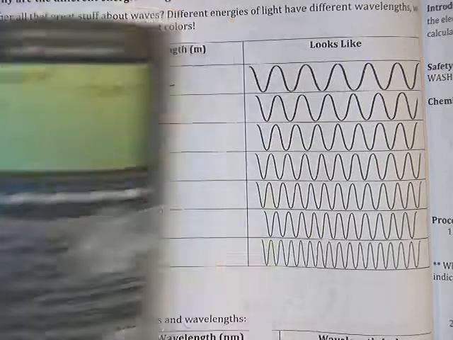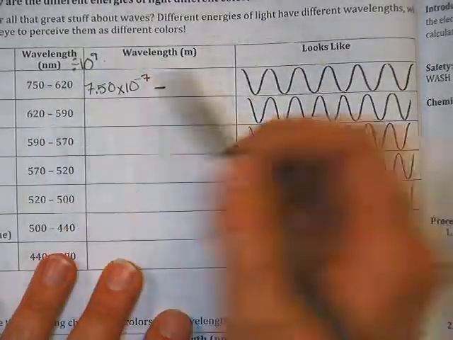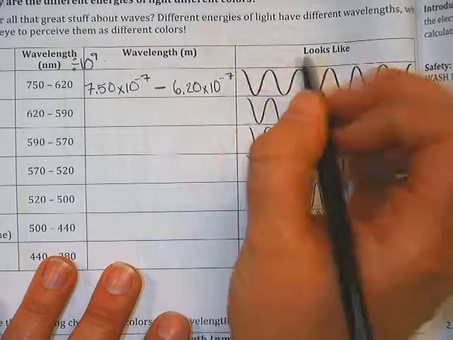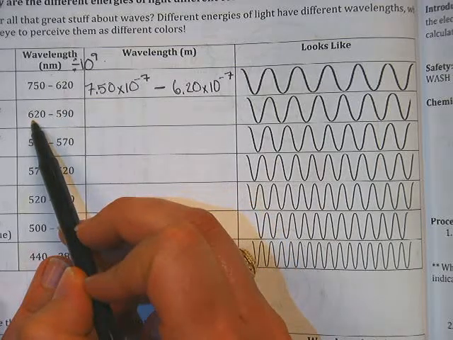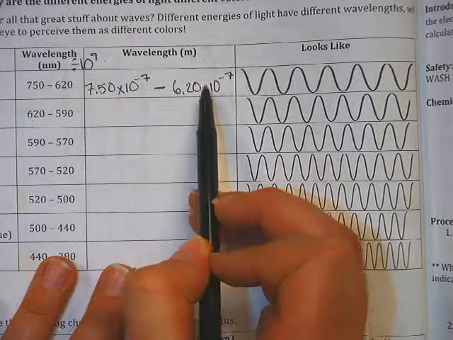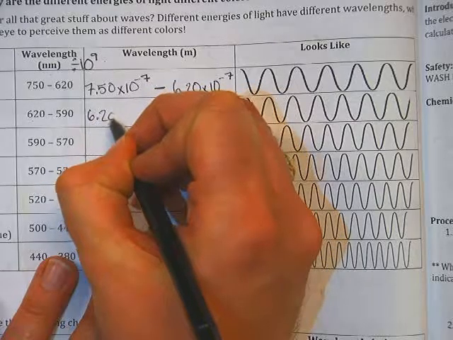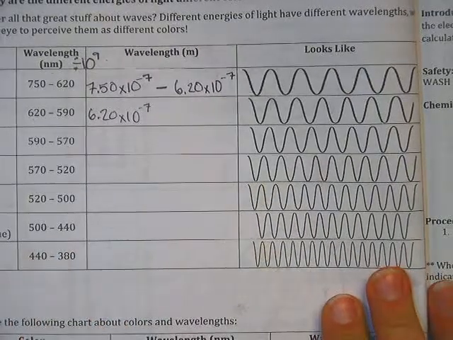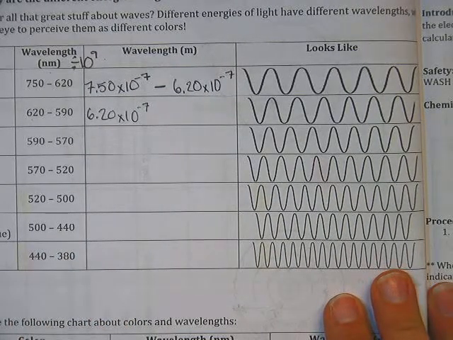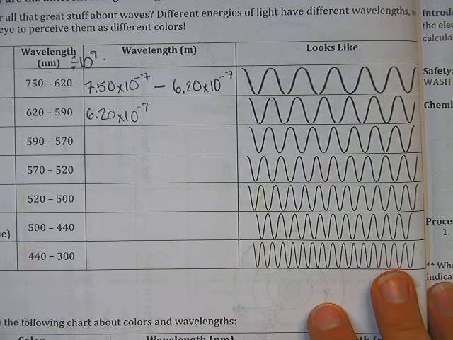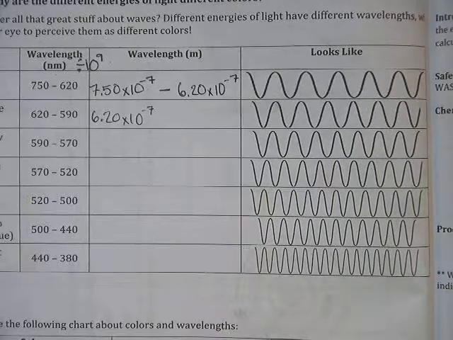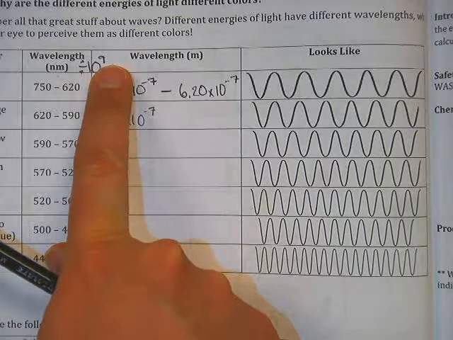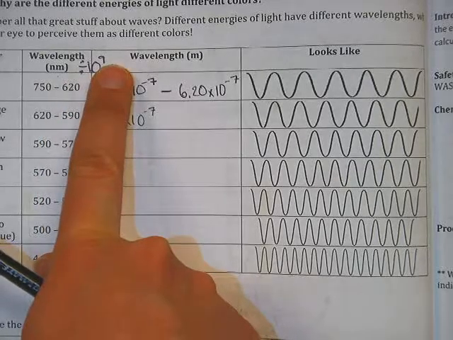Okay, and 620 divided by 10 to the 9th would be 6.20 times 10 to the negative 7. Notice that this one is ending in the same place the next one is starting. That means this number and this number are going to be the same number. Yes, you will take each number and divide by 10 to the 9th. You divide 620 divided by 10 to the ninth, and then you do 590 divided by 10 to the ninth.